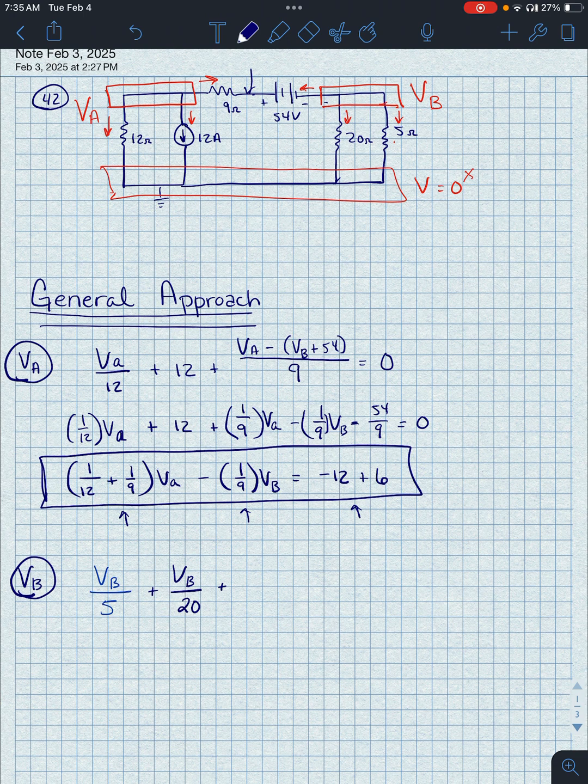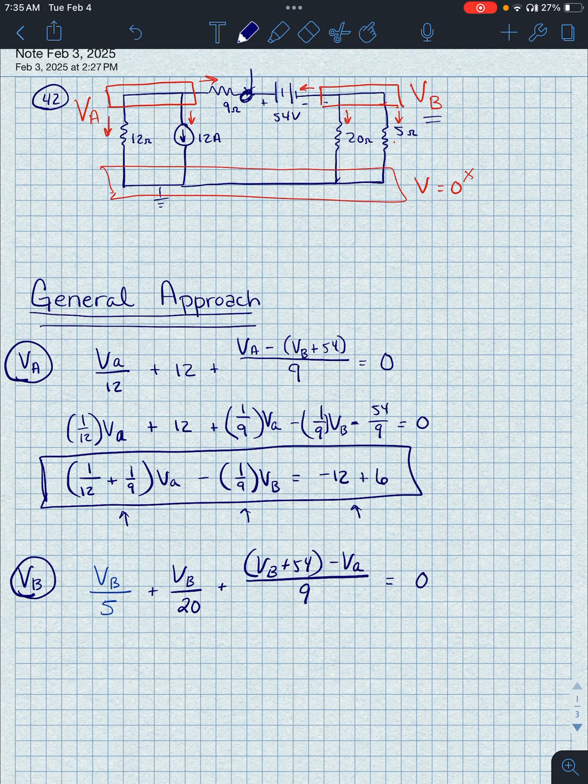We've got that 54 volt source. So what is the voltage drop across the 9 ohm resistor? If we start here at VB, it's going to be VB plus 54 is the voltage right here. And then on the other side, it's VA. So we're going to subtract the VA. So that's going to be the difference in voltage across the 9 ohm resistor. We set that equal to 0. Those are the only 3 currents we have.